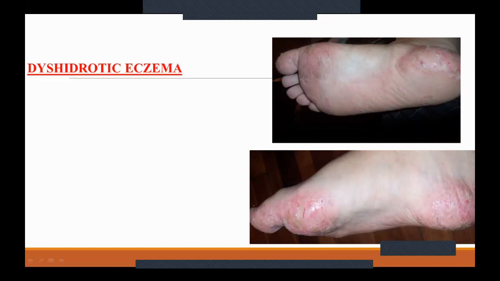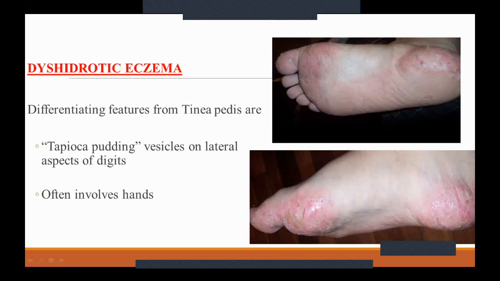So this is a case of dyshydrotic eczema. There will be increased sweating over the sole, and areas of contact like the great toe and the heel areas are generally commonly affected there. And there might be small blisters over the sole, and that is called tapioca pudding vesicle. And it can also involve the hands, where we see both the palms and soles being affected by this dyshydrotic eczema.